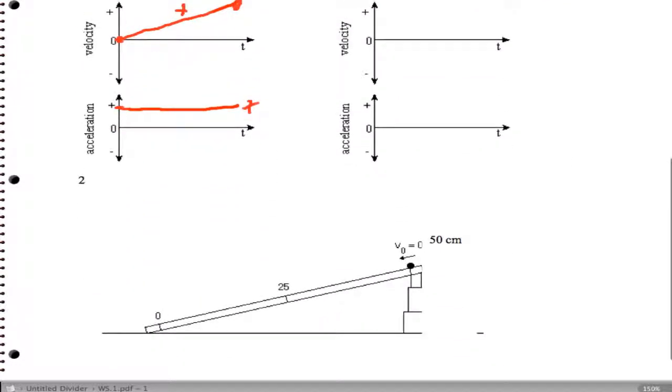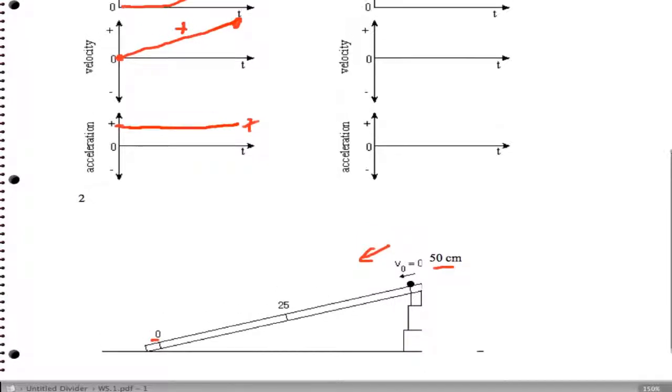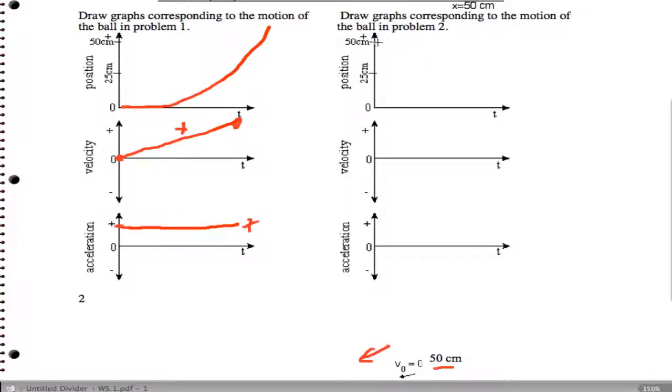Problem number 2, the object is actually going downhill, and it looks like it's going from 50 centimeters to 0 centimeters, so it's going backwards. So what that means is the graph should look like this. I start off slow, speeding up. That means my velocity starts at rest and goes faster and faster, but going backwards.